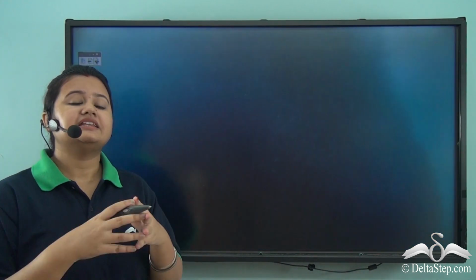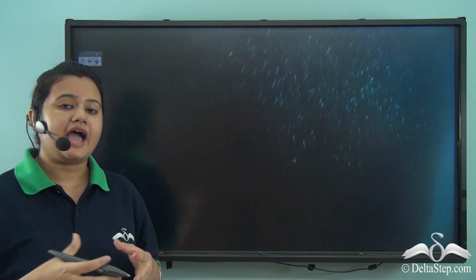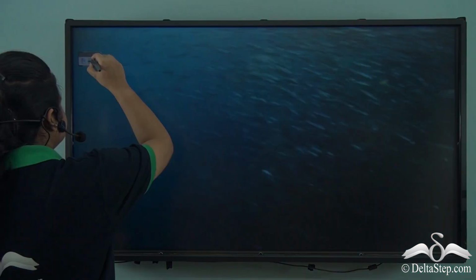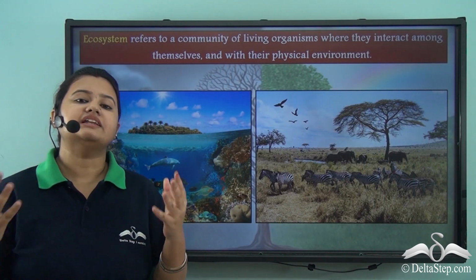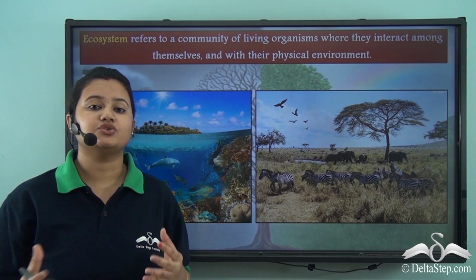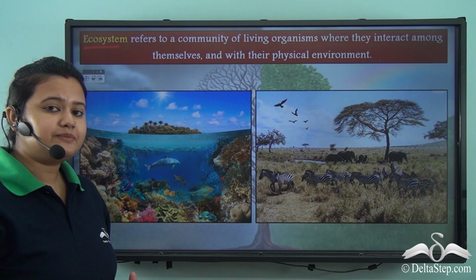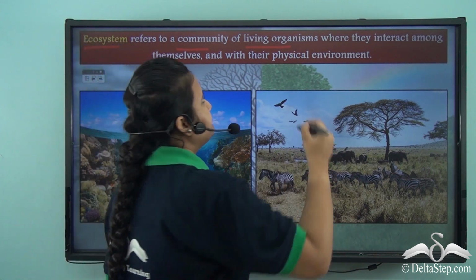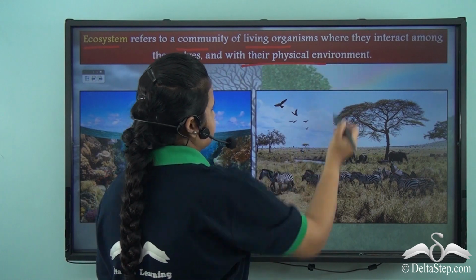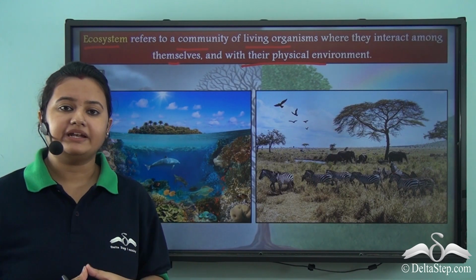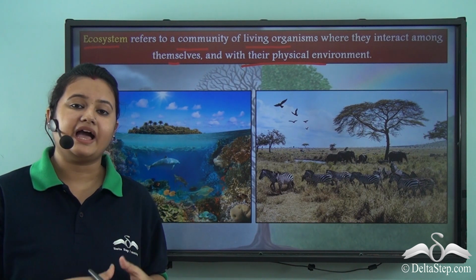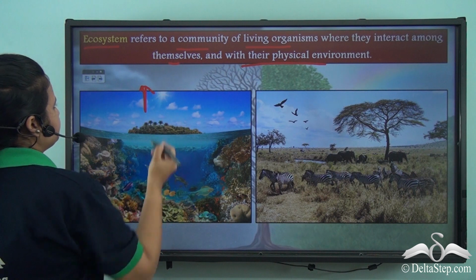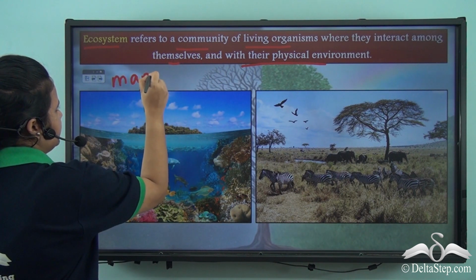Now, we can see that the animals live in harmony with nature and there is a mutual dependence between the animals and their physical environment. This mutual dependence between the living organisms and their physical environment is known as ecosystem. So, what is ecosystem? Ecosystem refers to a community of living organisms where they interact among themselves and with their physical environment. Now, in the previous video, the mutual dependence that we saw between aquatic animals and the aquatic environment refers to marine ecosystem. So, this picture depicts marine ecosystem.